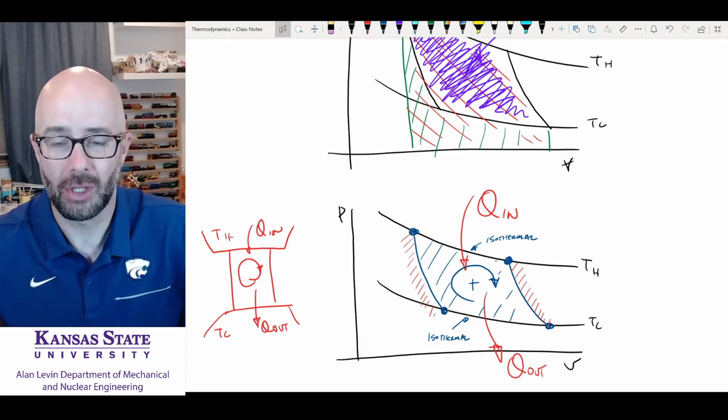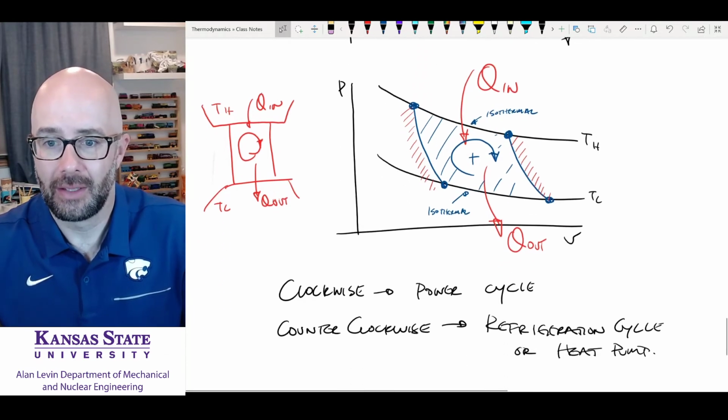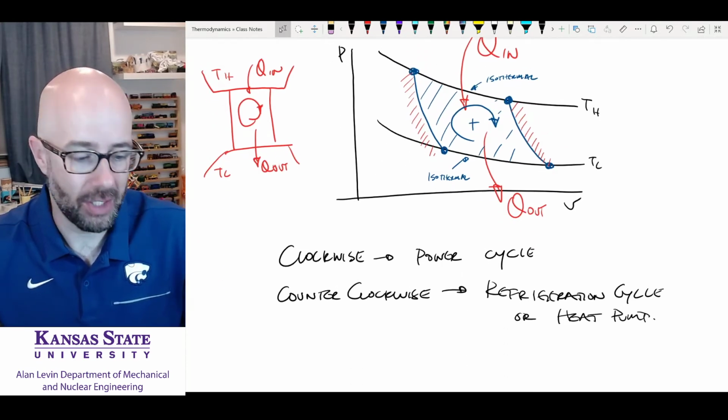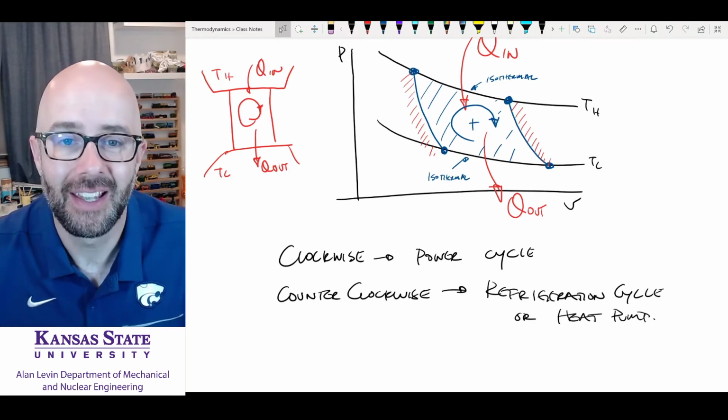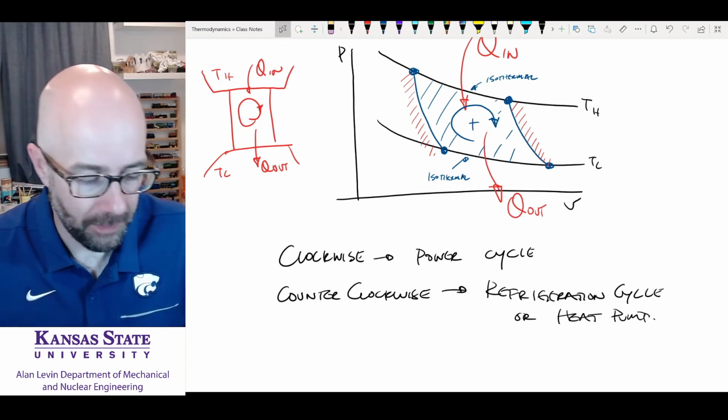Okay? Counterclockwise way. So know this thing, that clockwise is a power cycle, counterclockwise is a refrigeration or heat pump. It always has been the case. We haven't directly told you that, but now we do.